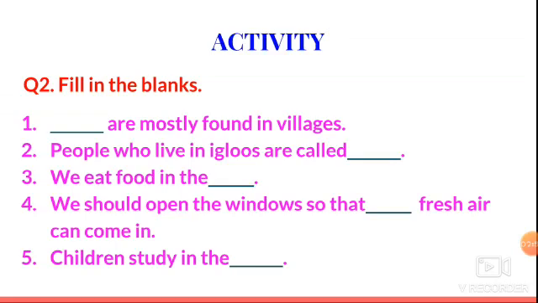The next one is: we eat food in the dash. You have to name the place where we eat food. The next point is: we should open the windows so that dash and fresh air can come in. And the last one is: children study in the dash. You have to write the name of the place where the children study.